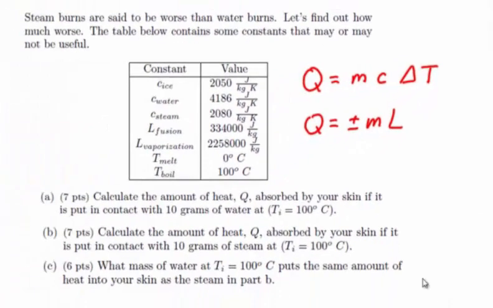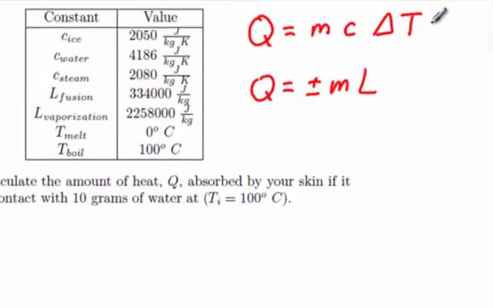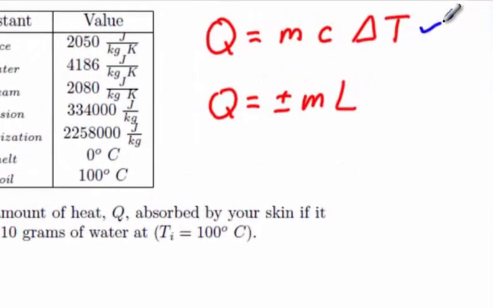Let's begin with part A. In part A of the problem, we begin with 10 grams of water at 100 degrees C. The water, when it touches the skin, will be brought lower in temperature until the water's temperature matches that of the skin. So in this case, we recognize that we'll be dealing with the MC delta T formula because we aren't changing the phase of the water.